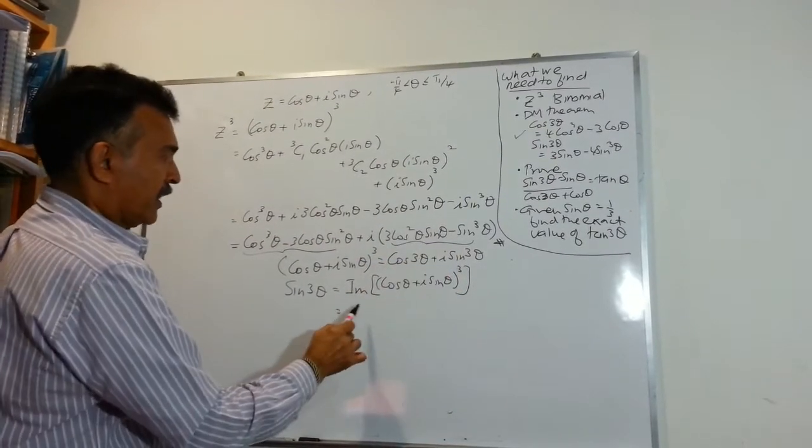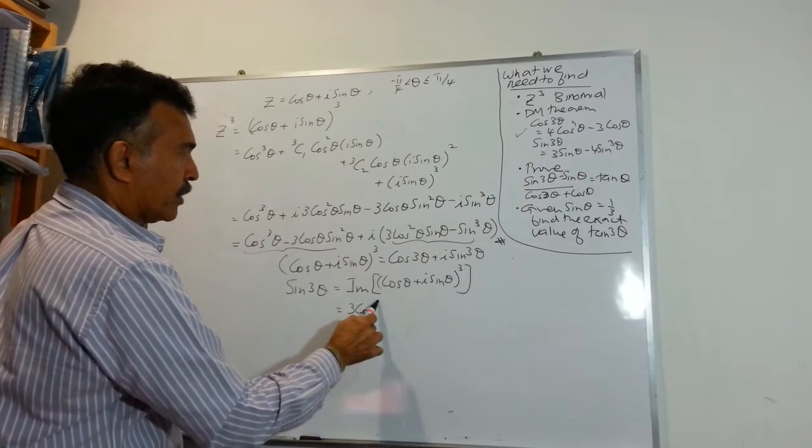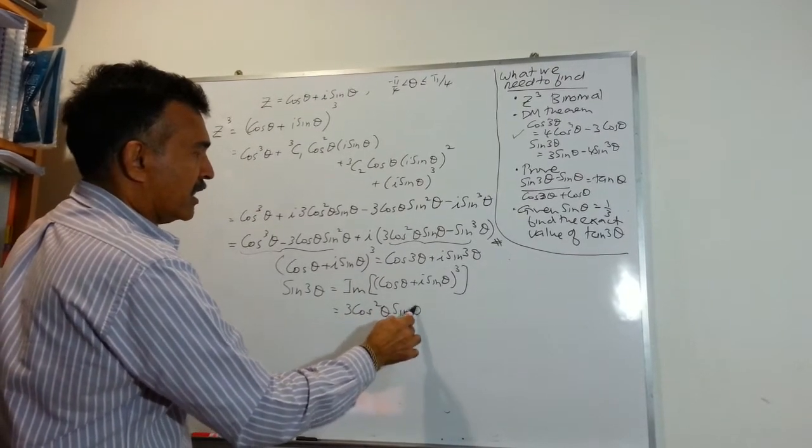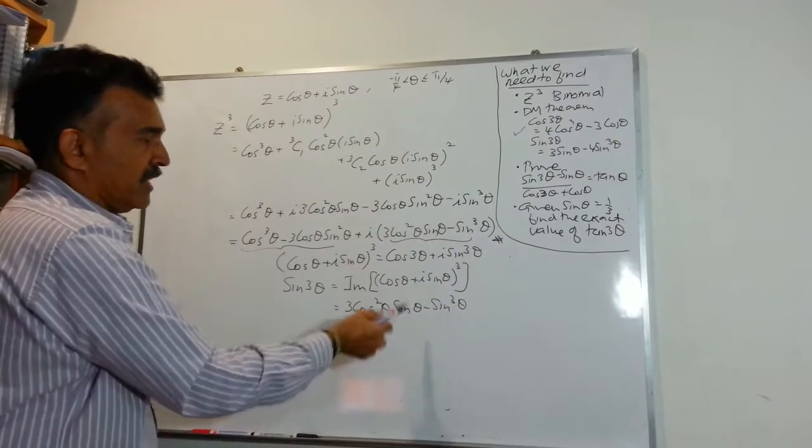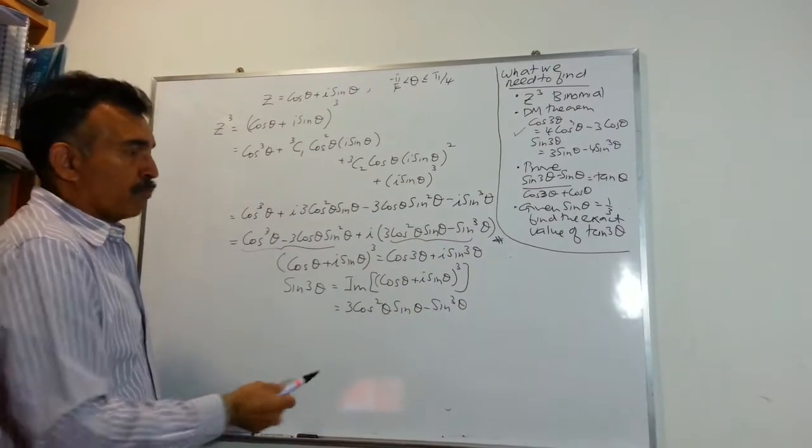So let's write it down. We have 3 cos squared theta sine theta minus sine cube theta. Okay, I'm just copying this down. Now we need to clean this up.